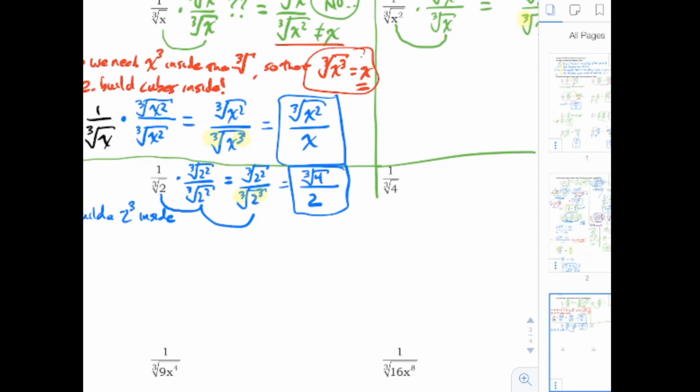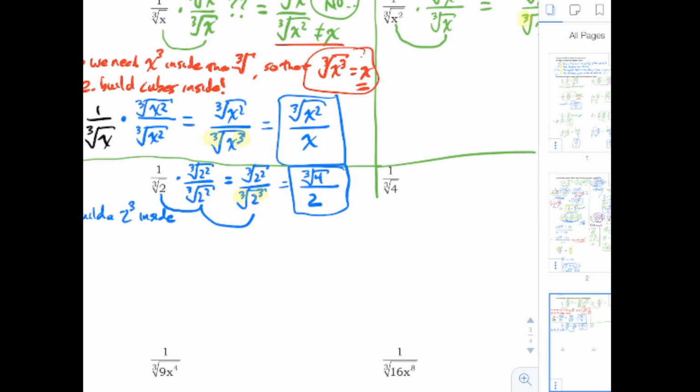Cube root of 4. Well, if you're going fast, you might say, well, I need to make the 4 into a 4 cubed. So I'll multiply by cube root of 4 squared. Yeah, you could do that. But I want to show you something easier.